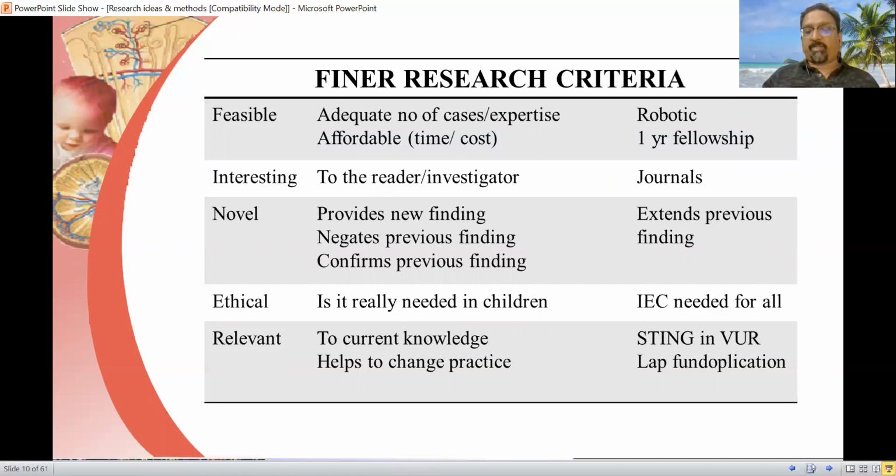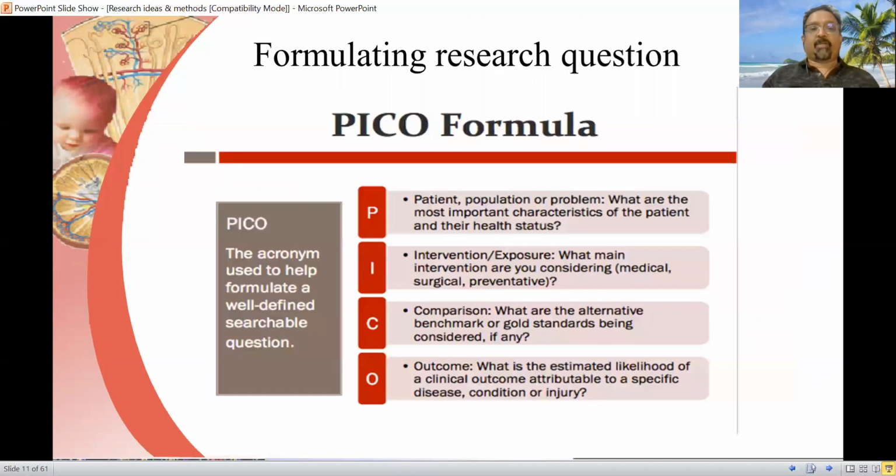So if you want to publish your findings that your lap fundoplication results are excellent, that part is already over. People have already published on lap fundoplications. So that may not have much traction among the journals. The PICO formula is an important step in formulating the research questions: patient, intervention, comparison, and outcome.